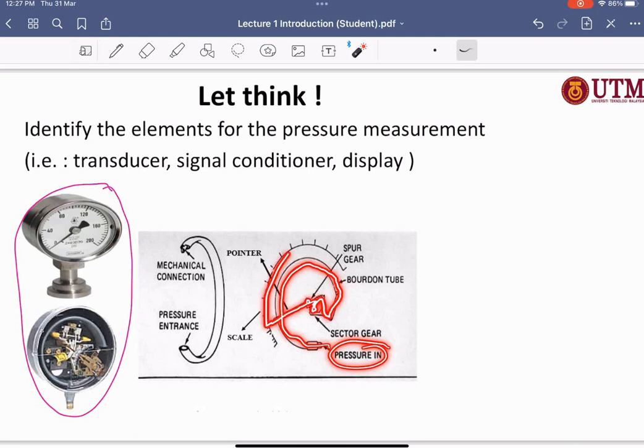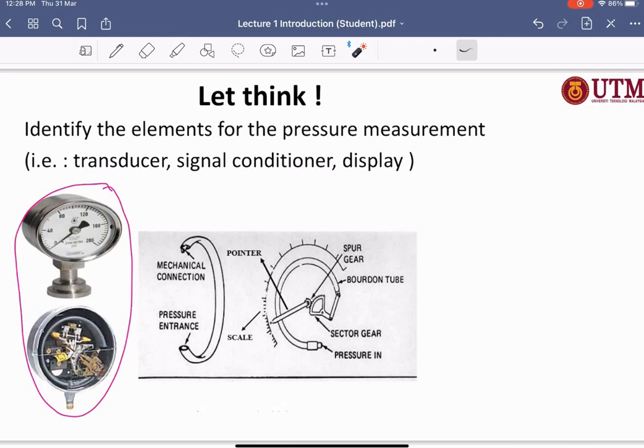I still remember when I go to the petrol station to pump the tires, I set it for 220, right? For the car it is 220, right? Is it true? Then I pump the tire and wait for the sound, ting ting ting.